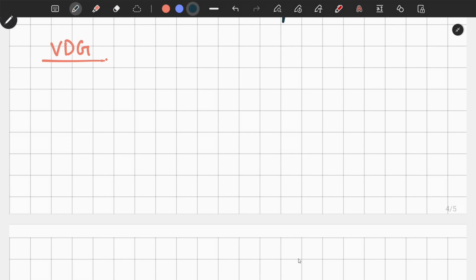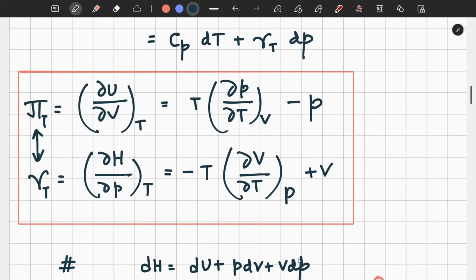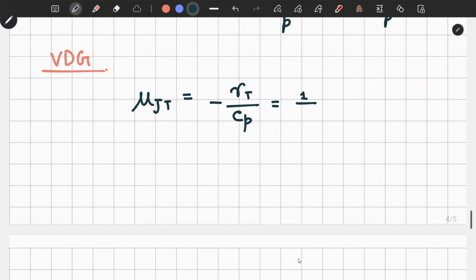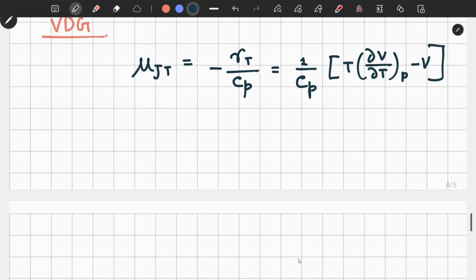Before that, we can calculate it. But before that, how can this mu JT be calculated in a more convenient way? We just have to invoke the pi t equation that we have already written. What was that? So mu JT will be 1 by Cp times T del V del T at constant P minus V. Now it is easy.